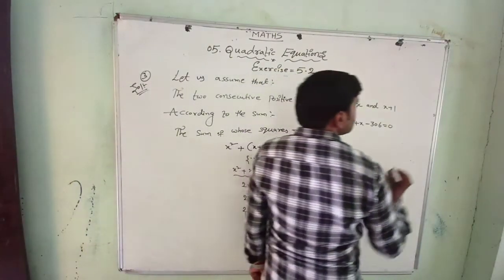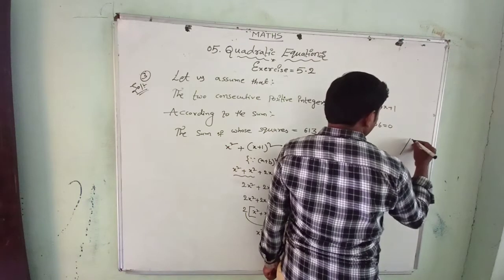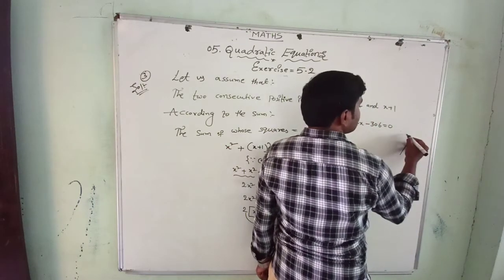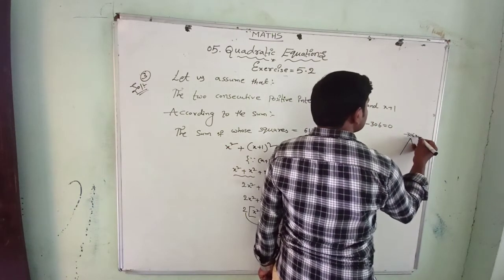We'll find out the roots. Simple. x square into minus 306 that is minus 306 x square.